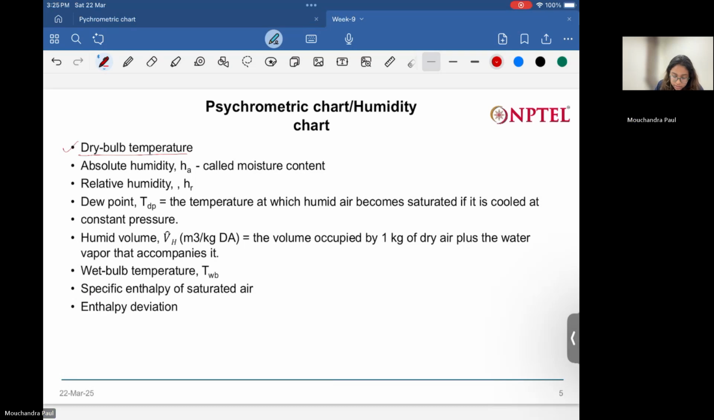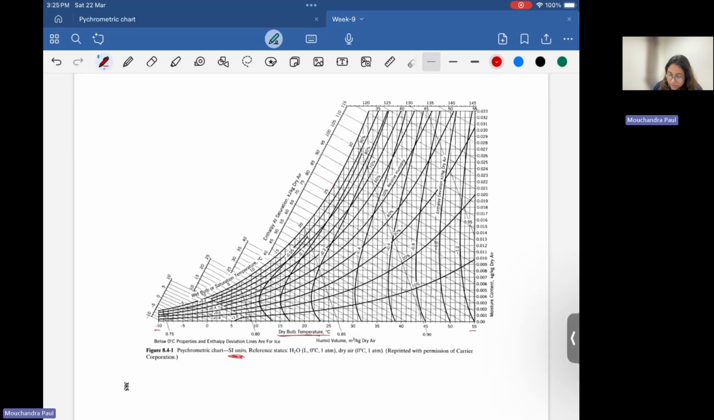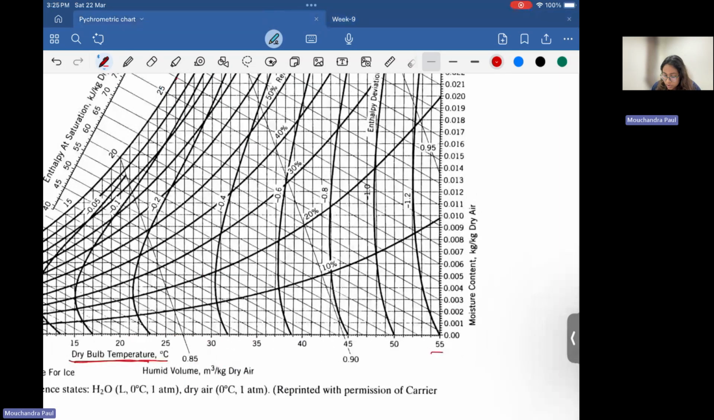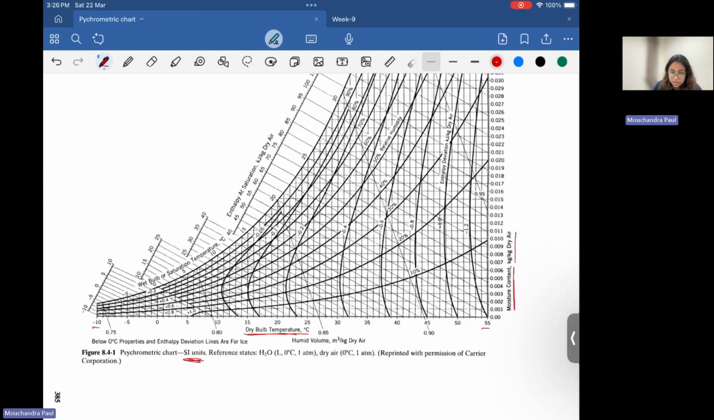Then absolute humidity. All right. Absolute humidity is basically the y-axis, also termed the moisture content. It tells you the actual amount of water in vapor state present per kg of dry air. So these are the x and y axes.